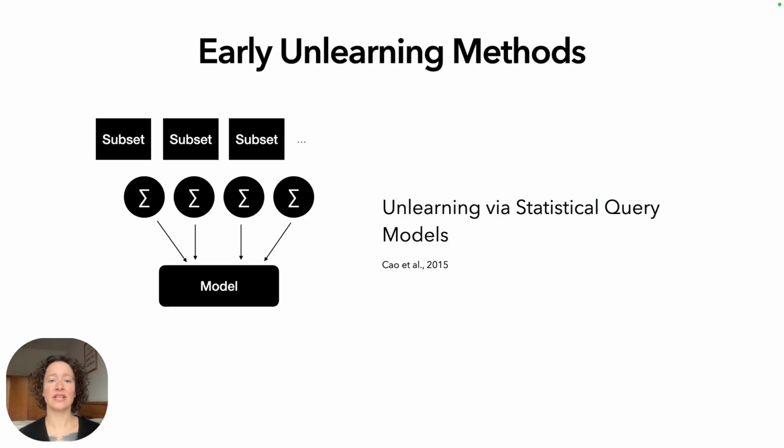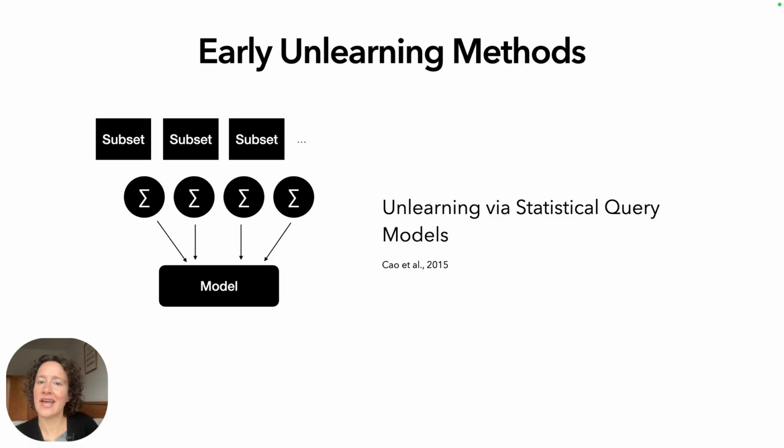There are some early unlearning methods. The first well-received paper on machine unlearning was in 2015, and it was using statistical query models. Basically, these models take a data subset and create some sort of aggregate function based on that underlying numerical data, or non-numerical data that's been converted into numerical form. Then those aggregate features get put into the model itself.